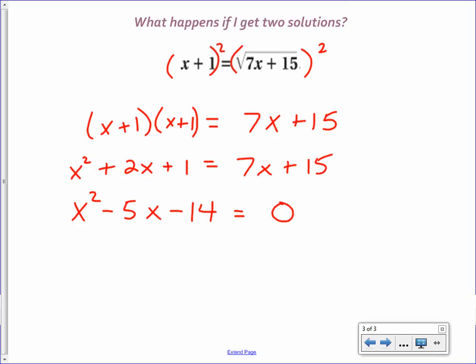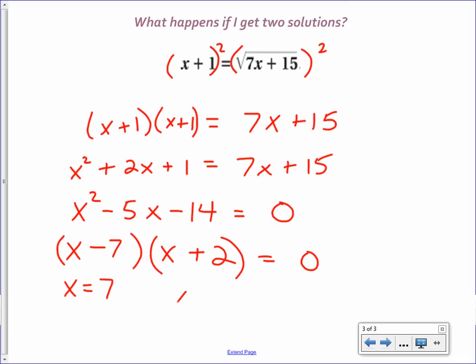These numbers are nice. These are factorable, right? So I'm able to factor this equation into x minus 7 and x plus 2, which means my two solutions for x are positive 7 and negative 2. Now we have to check both of these answers. I know it seems like a lot of work, but it's absolutely necessary because both answers might not work.